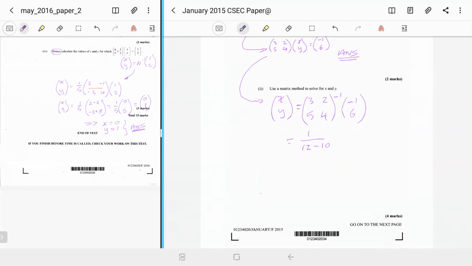Good. Multiply now by the adjoint. This is just working it out. Interchange these two on the leading diagonal: 4 up here, 3 down here. Leave these two where they are, but change the sign: -2, -5. That's my inverse.